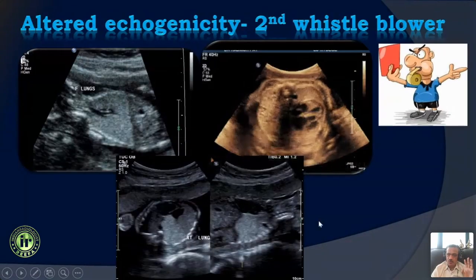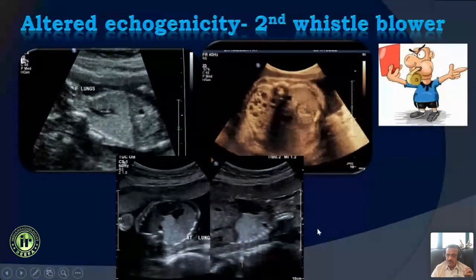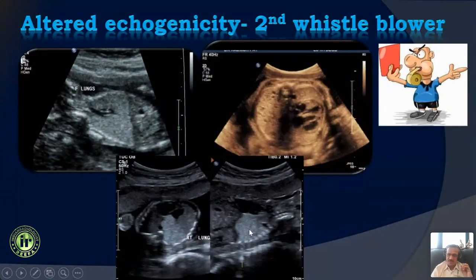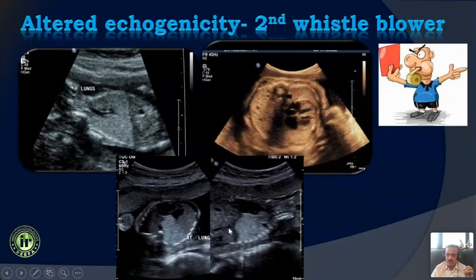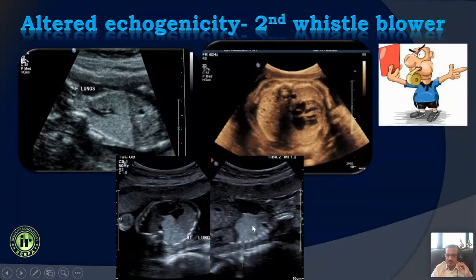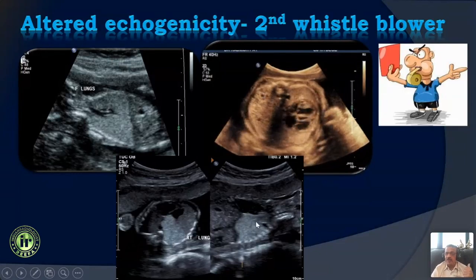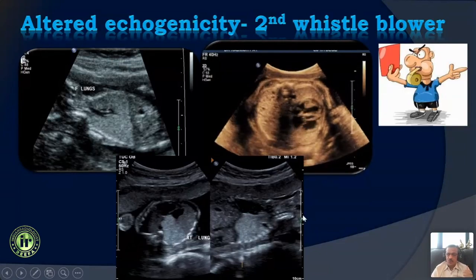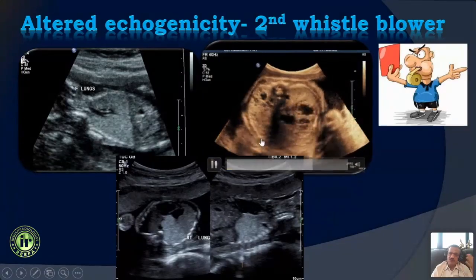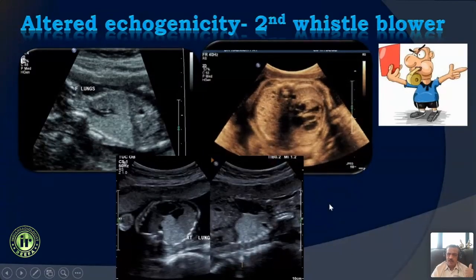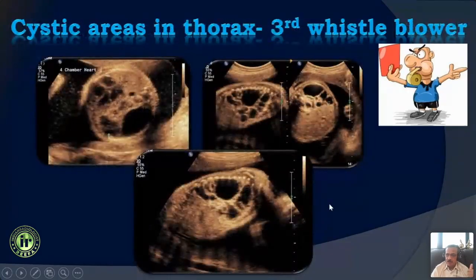The second whistleblower is the appearance of the lung. So typically we said that lungs are slightly more hyperreflective as compared to the liver, but if the echogenicity is significantly different as compared to the liver, that's another clue that something is going wrong in the lungs or in the thorax. And of course, this can be a large hyperreflective mass, as we'll see later on. The third whistleblower is the presence of cystic areas within the lungs. So normally we have uniform appearance of the lungs, but if you see cystic areas such as this, that's a third whistleblower that something is wrong with the lungs or in the thorax.